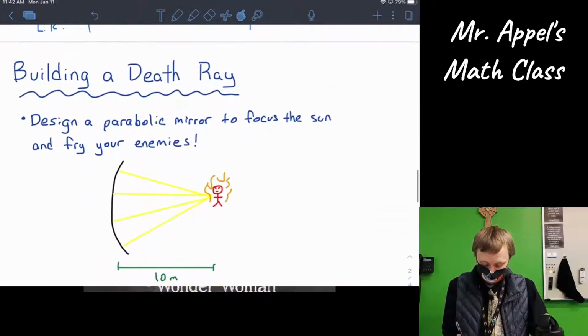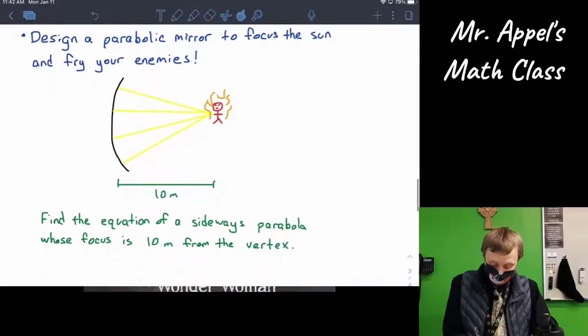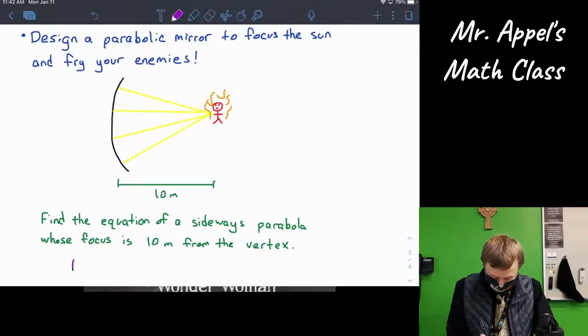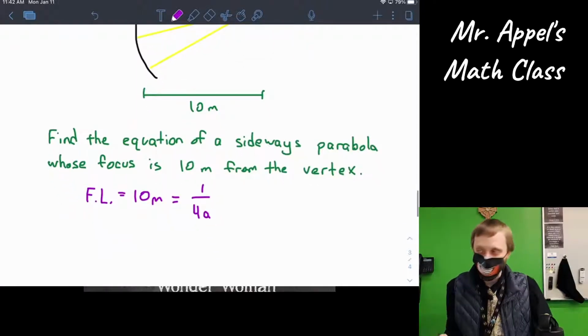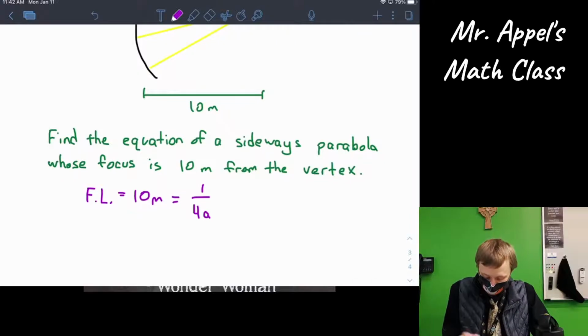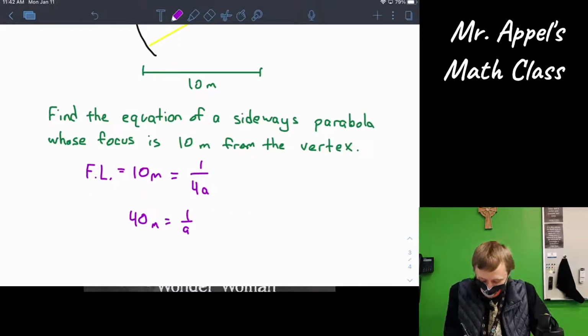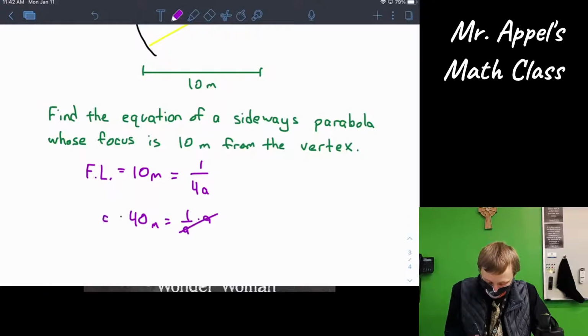So can we use that to work backwards to develop our death ray, right? I know my focal length now. Is equal to, I want it to be 10 meters. Okay? So if that is equal to 1 over 4a, let's solve for a. All right, so we're going to take both sides, multiply by 4. 40 meters is 1 over a. And now I need to multiply both sides by a. A times 40 equals 1. So then a, divide both sides by 40, is 1 over 40.